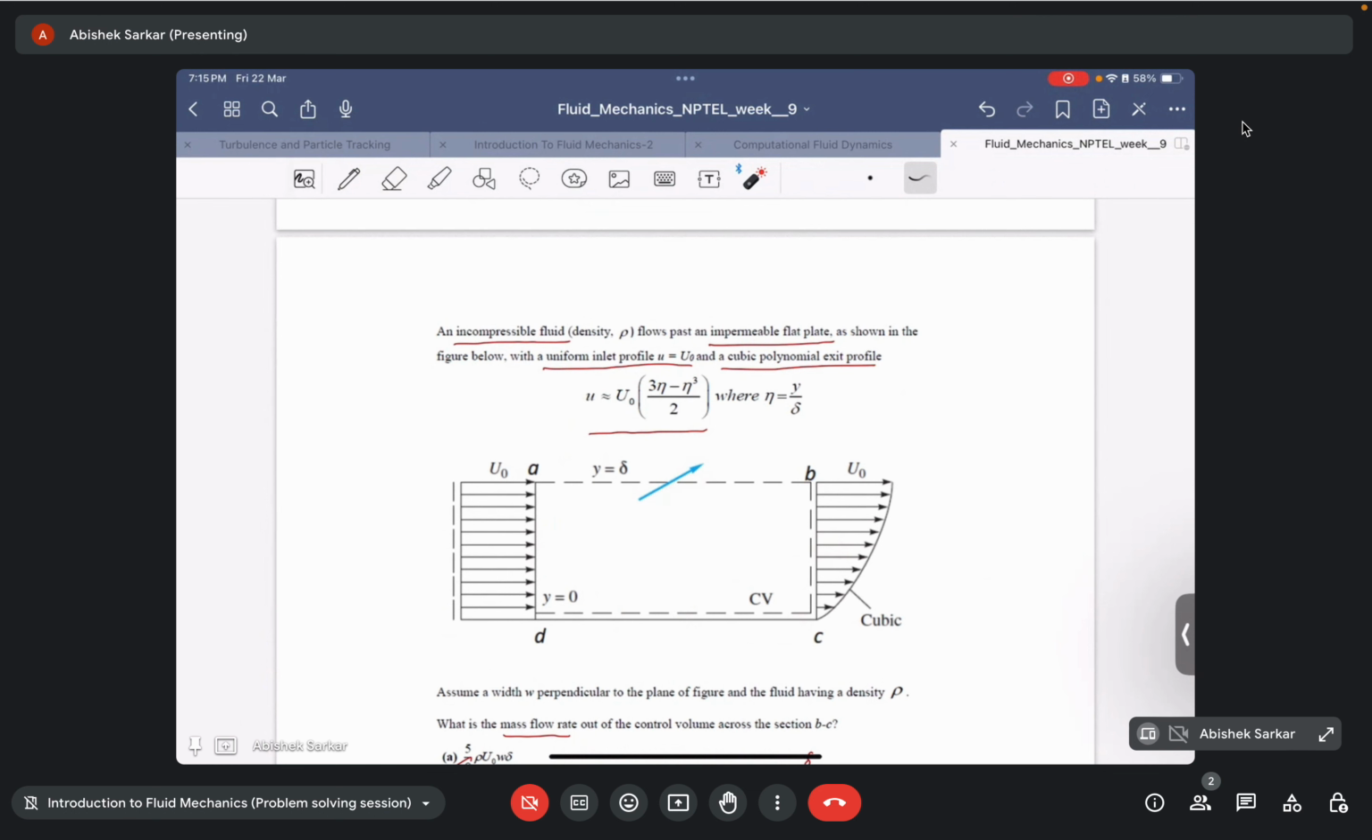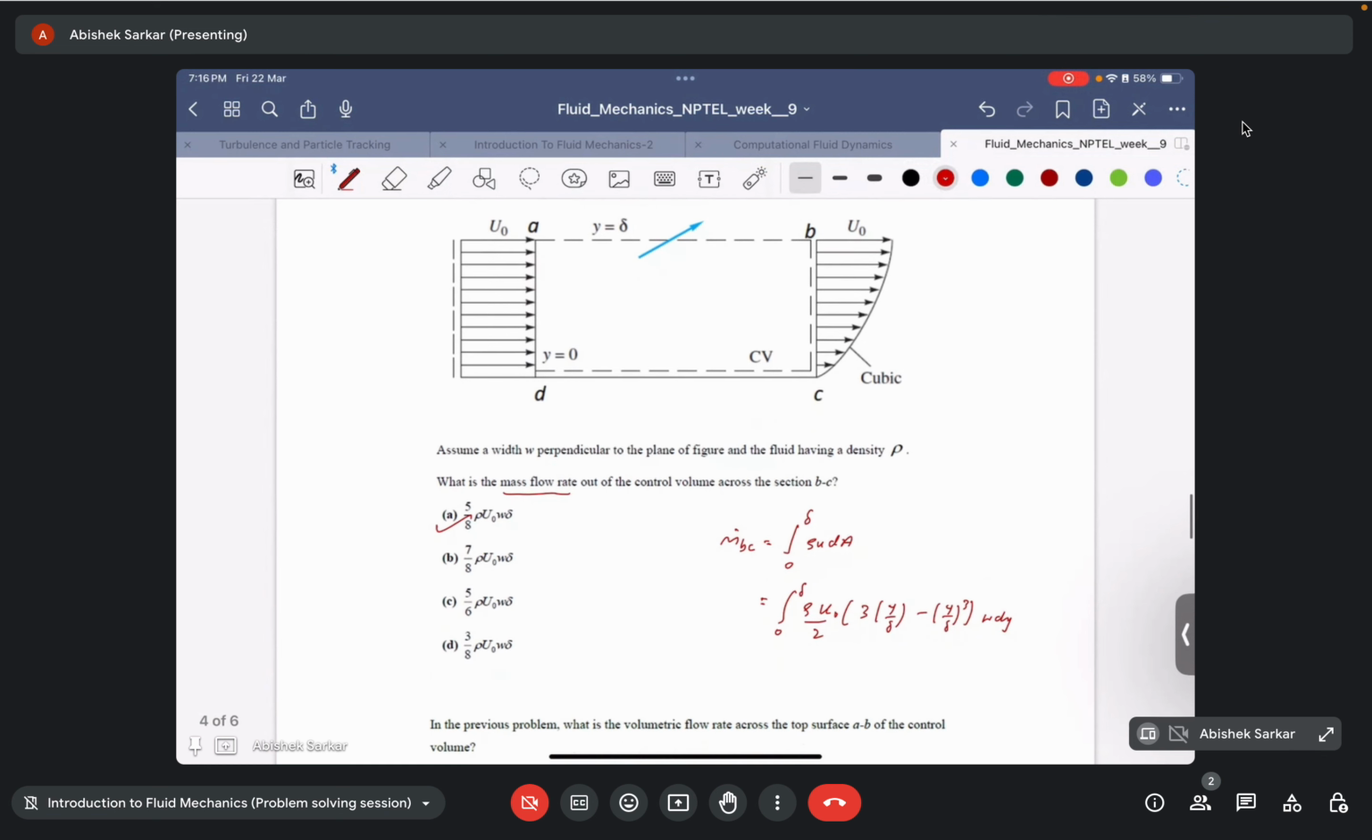Since we know both AD and BC, from the conservation of mass we can tell that m dot AD, or mass flux through AD, would be equal to the sum of mass flux through AB and mass flux through BC, right? So if we need to find m dot AB, we just need to subtract m dot BC from m dot AD. That is, m dot AB would be equal to m dot AD minus m dot BC.